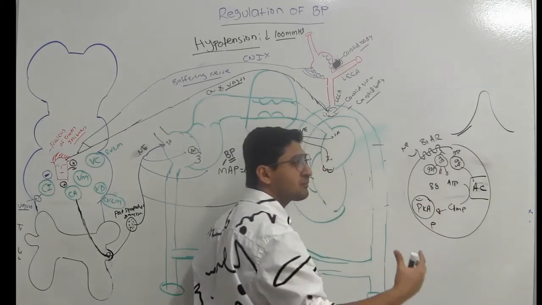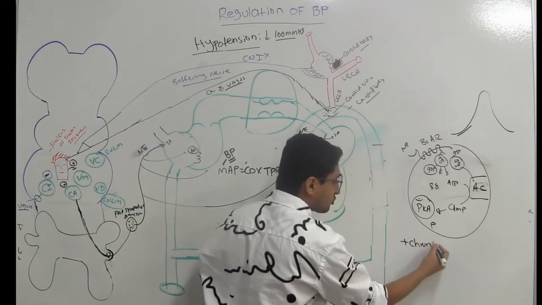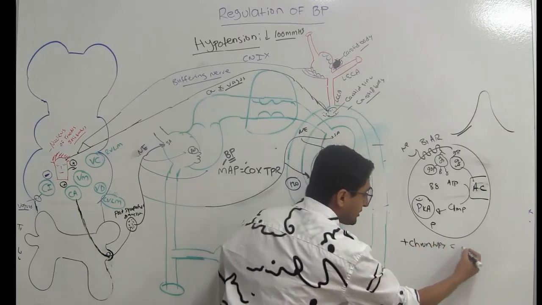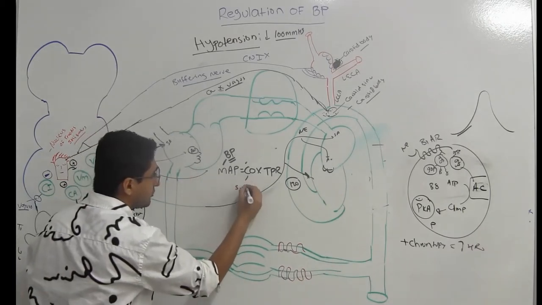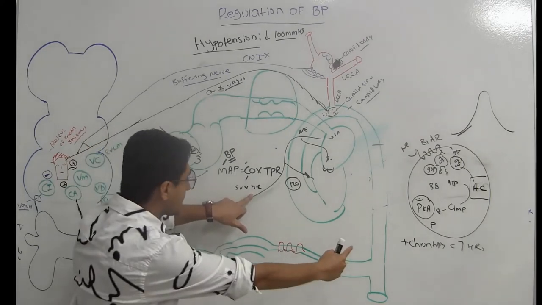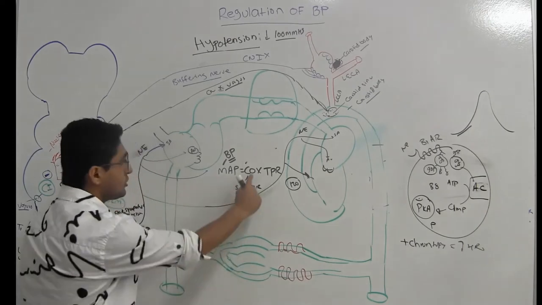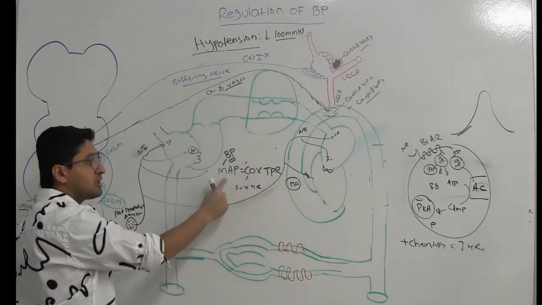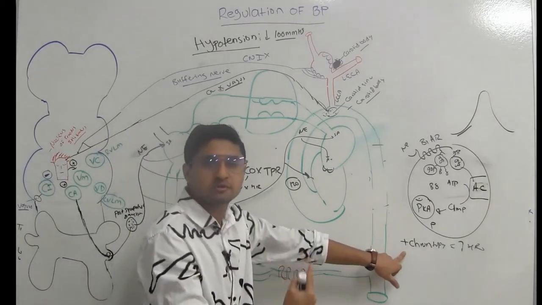You're going to have a positive chronotropic action. What do you mean positive chronotropic action? That basically means you're increasing your heart rate. And remember, cardiac output is equal to stroke volume times heart rate, right? So if you increase your heart rate, you increase your cardiac output. If you increase your cardiac output, you increase your mean arterial pressure. If you increase your mean arterial pressure, you increase your blood pressure. That is what is happening, because we're trying to increase the blood pressure right now.